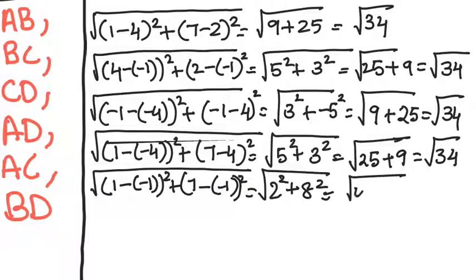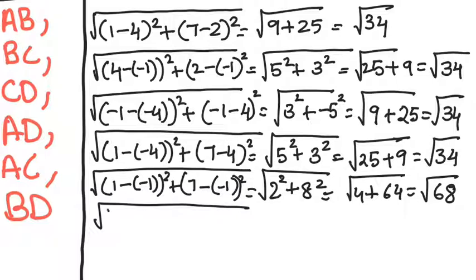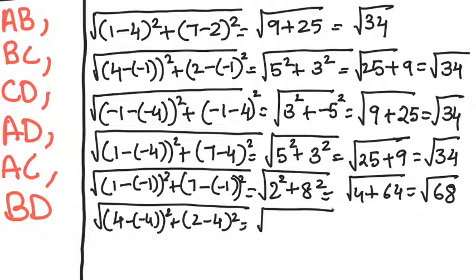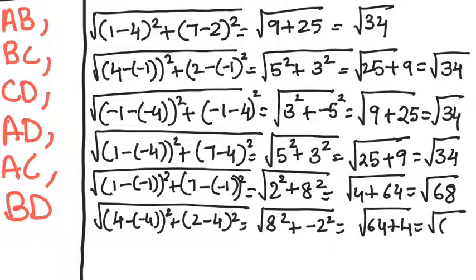That gives us 4 plus 64, which equals root of 68. Now BD is root of (4 minus of minus 4) the whole square plus (2 minus 4) the whole square. That gives us 4 minus of minus 4 is 4 plus 4, that is 8 square, plus 2 minus 4 is minus 2 square. That gives us 64 plus minus 2 square, which is positive 4. That gives us root 68.